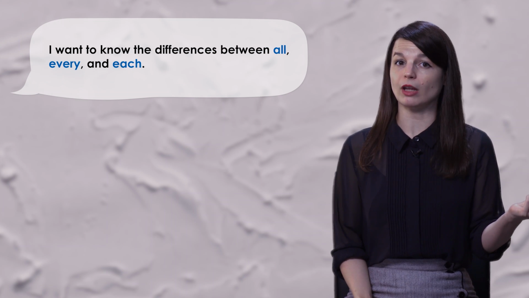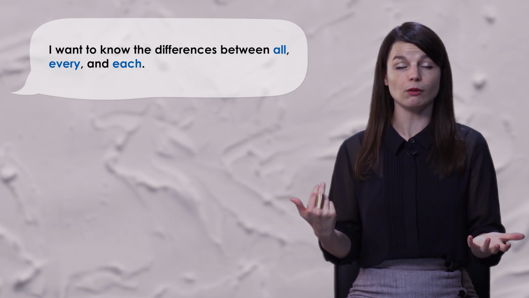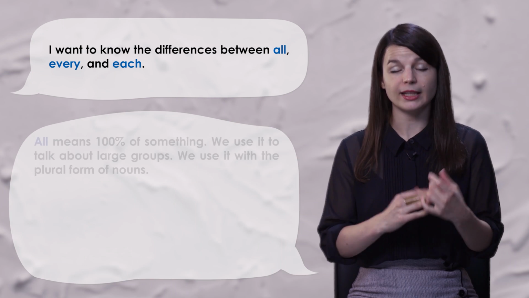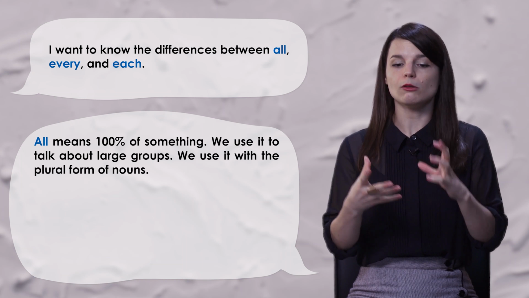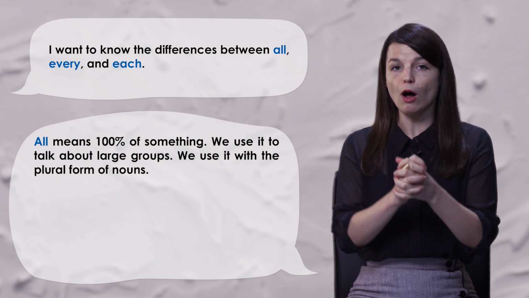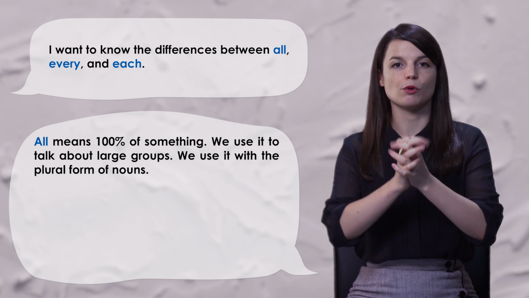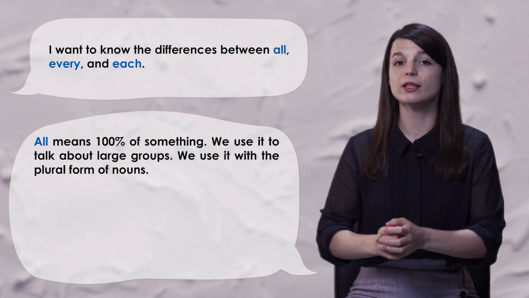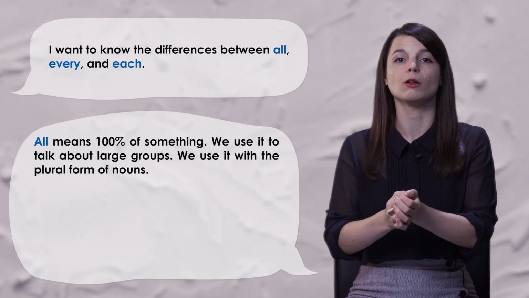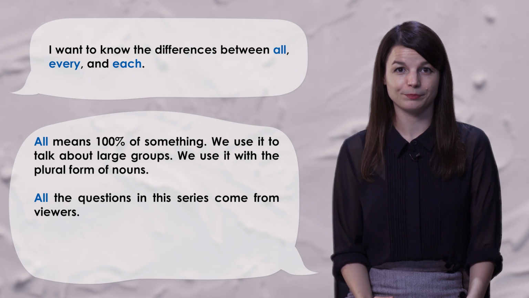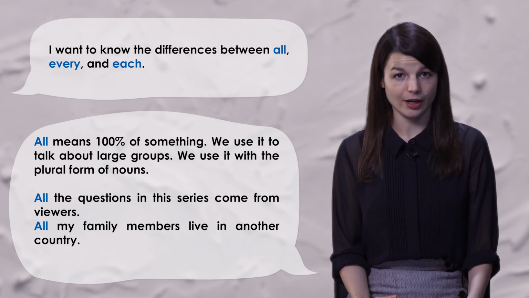I made a whiteboard video about this recently and it will be out on the channel eventually, but here's a quick introduction. Let's begin with all. All means 100% of something. So we use all when we're talking about a group. So many of something and 100%. We want to focus on the group with all. Some examples. All the questions in this series come from viewers. All my family members live in another country.